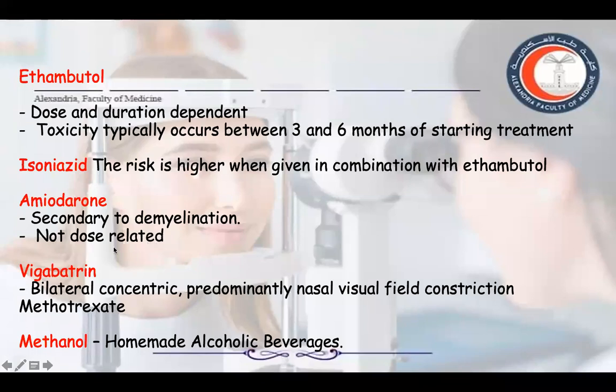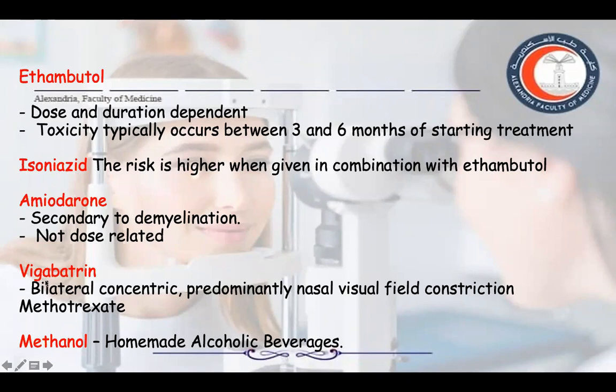It's not dose related. Does any one of you know what else amiodarone can do in the eye? Corneal degeneration, I think. Vortex keratopathy. Perfect. Yes, vortex keratopathy. And what else? It does something to the lens. Do you know what type of cataract or opacity amiodarone can cause in the lens? Posterior subcapsular. Bravo. Yes, it's a posterior subcapsular cataract or opacity.